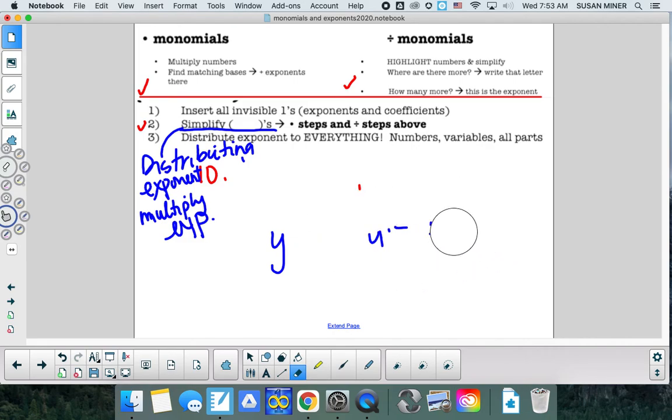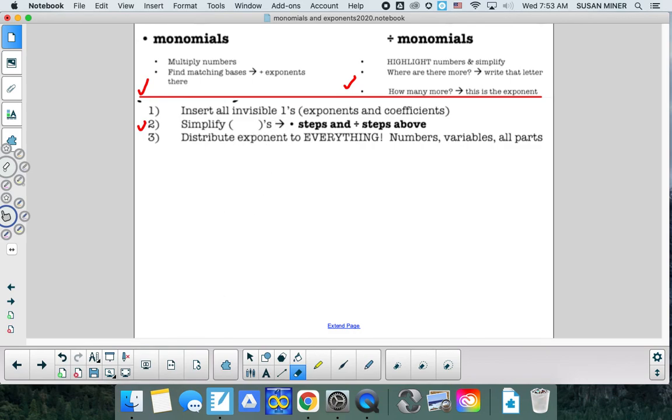Okay, so let's try another one straight off of our homework assignment. I think that most of the rest of them on the homework assignment are pretty easy, except for maybe number 18. Let's take a look at number 18.